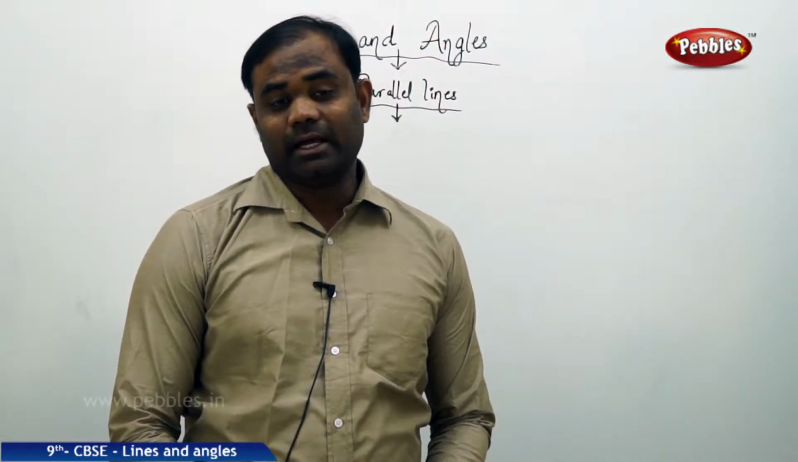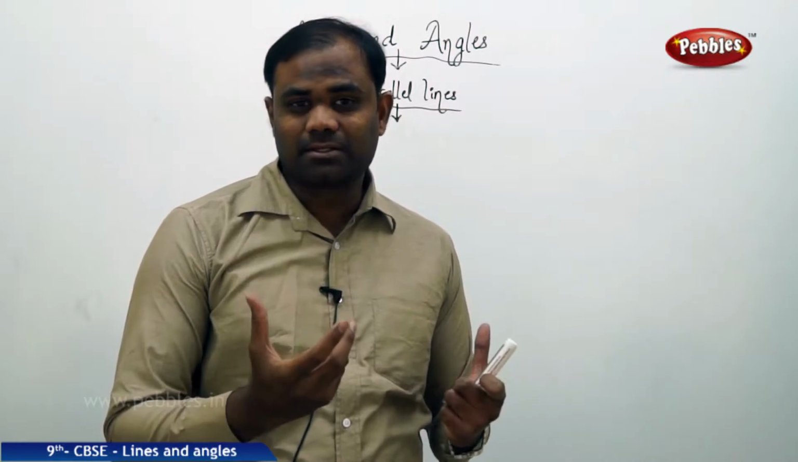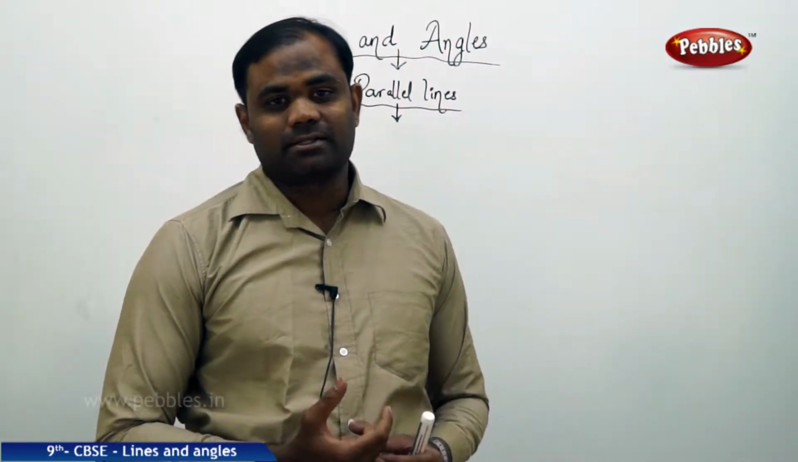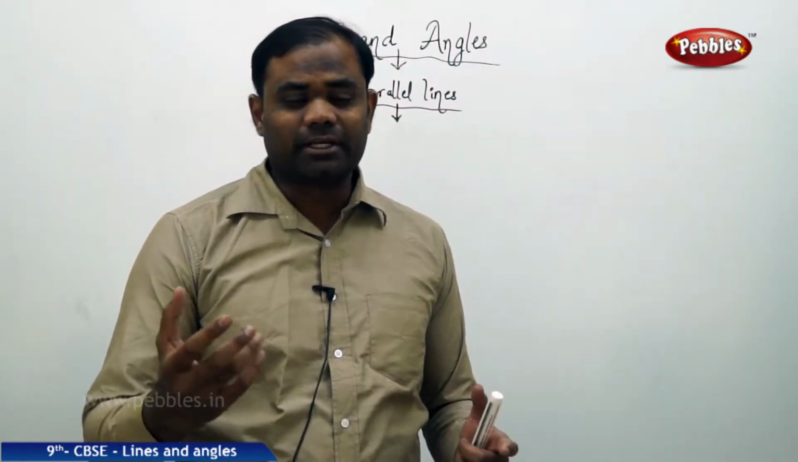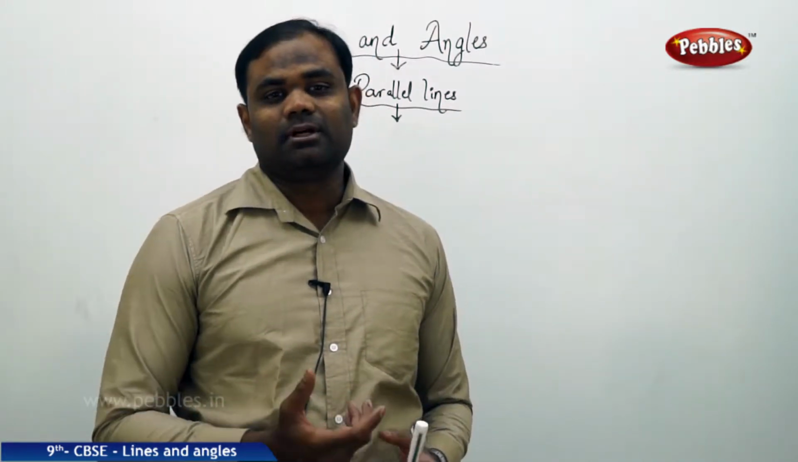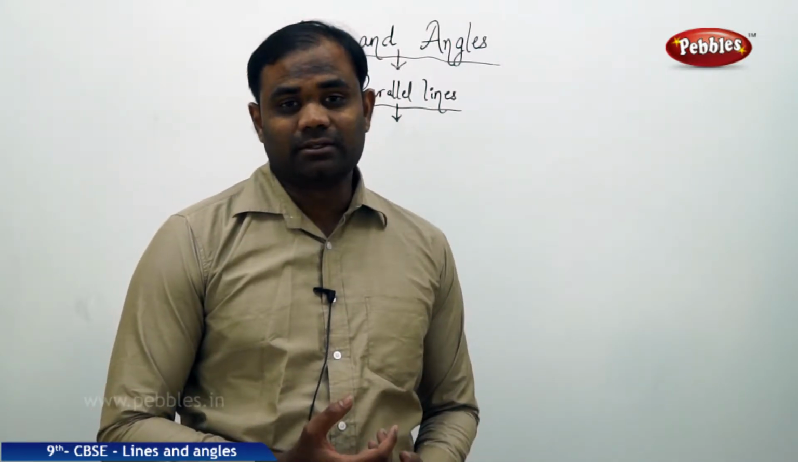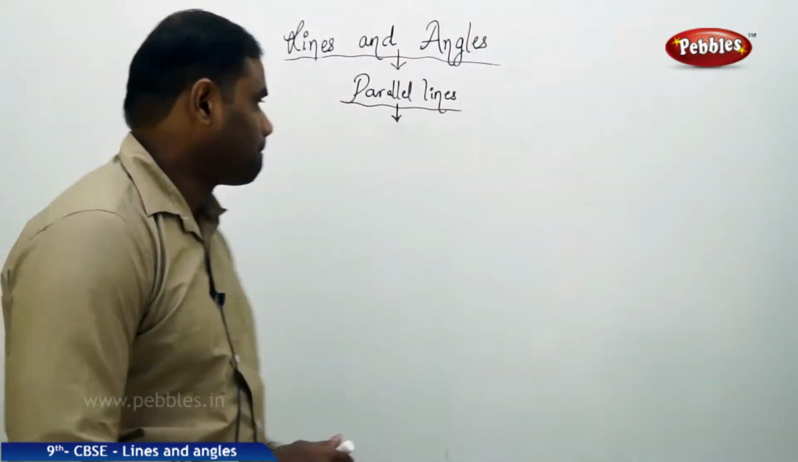Now let's see the exterior angles. Now that we have discussed interior angles being the angles in the interior region of the parallel lines, exterior angles is the pair of angles which are in the exterior region of the parallel lines. It's very simple, similar to the interior angles. So let's see exterior angles in the pair of parallel lines through the transversal.